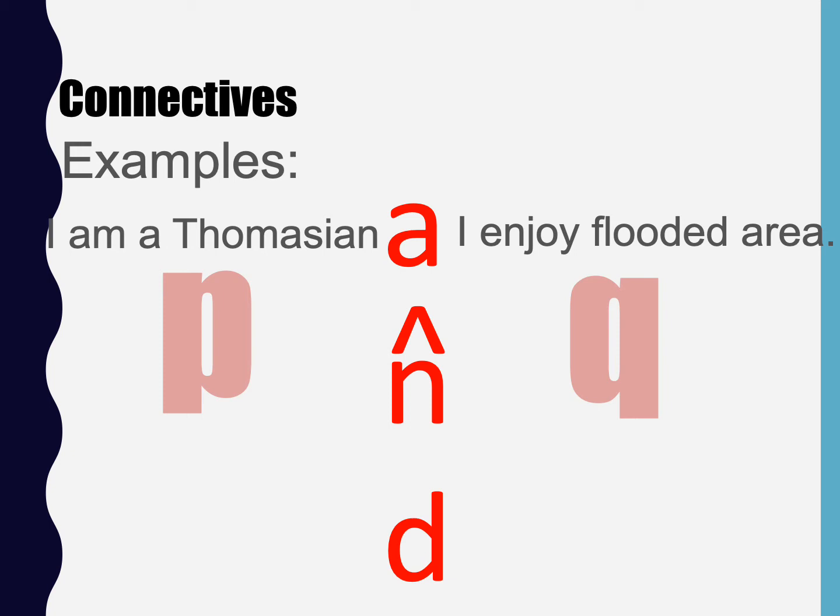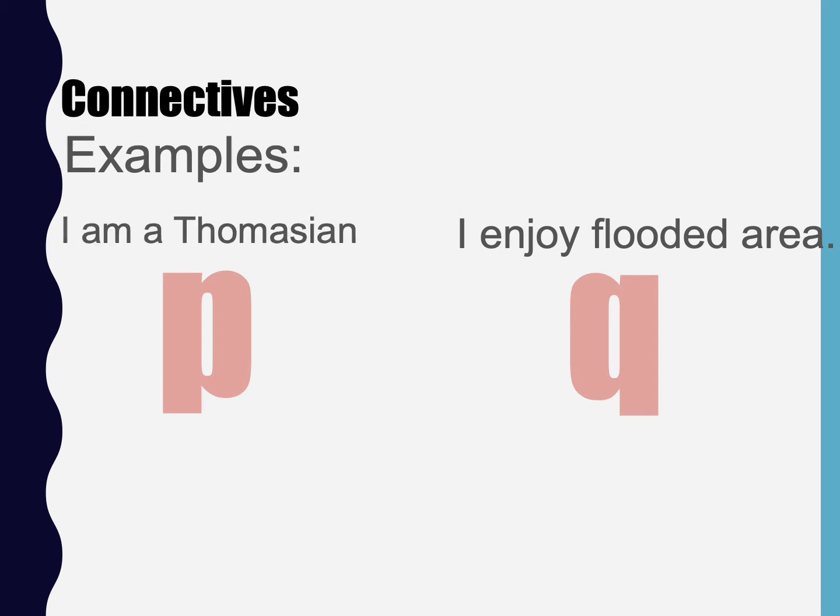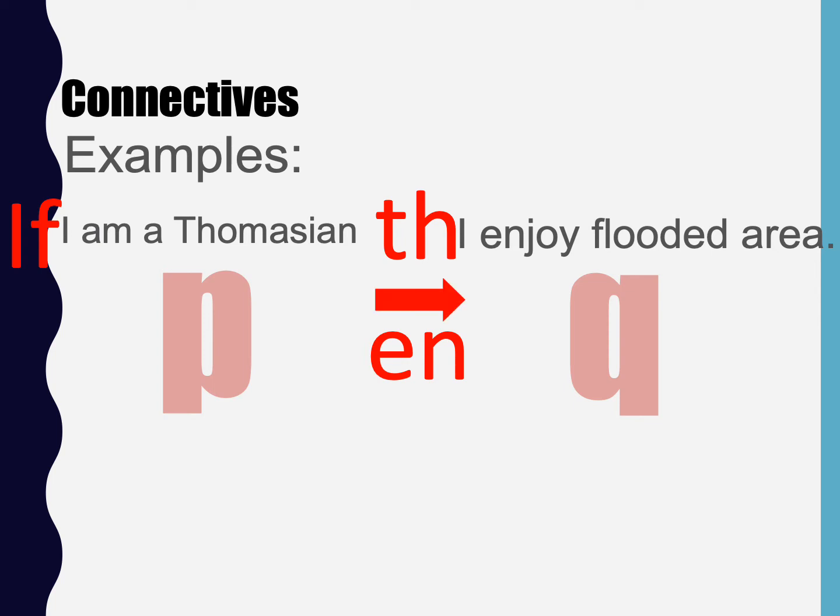Or in symbol notation, you can write it as P and Q. The symbol for "and" is like an inverted V. Next, you can also say "I am a Tomasian or I enjoy flooded areas," or in symbol notation, P or Q, with the symbol V. Lastly, you can also write "If I am a Tomasian, then I enjoy flooded areas," or in symbol notation, P arrow Q.